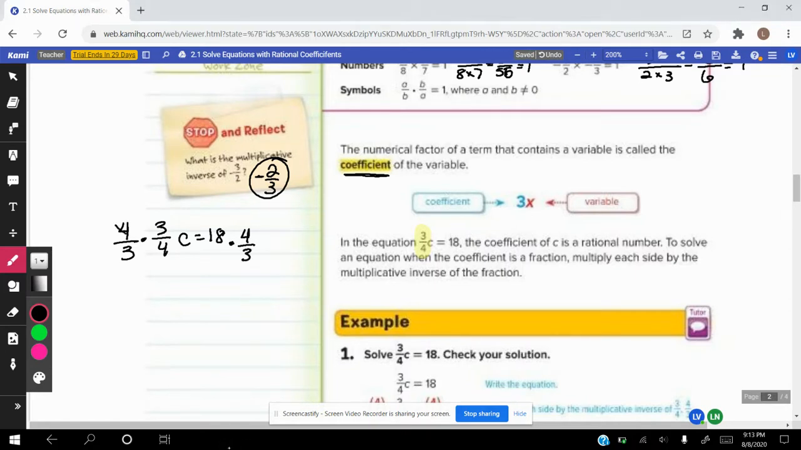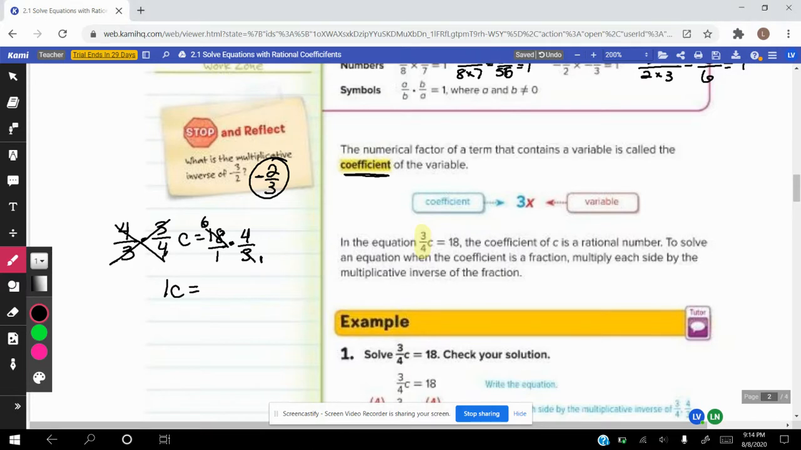On the left side, this becomes 1. So I have 1c equals 18 times 4/3. Well, 18 I'm going to put divided by 1, because any whole number can become a fraction by just dividing it by 1. So 18 divided by 1 times 4/3. You can multiply across if you'd like, but I like to make things simpler, so I'm going to cross reduce. 18 and 3, I can take it out of 3. 3 divided by 3 is 1. 18 divided by 3 is 6.